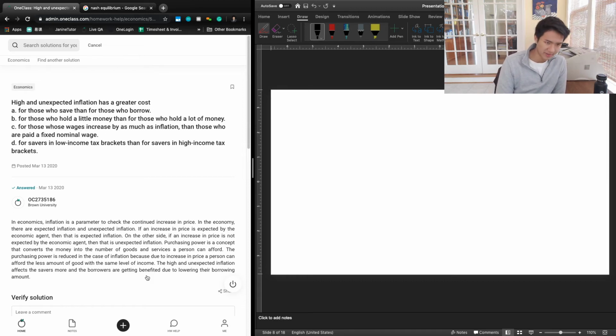So high and unexpected inflation, right, is basically saying that prices have gone very high, maybe due to too much money or too much of an expansionary gap. Basically, prices are very high, and therefore the purchasing power of the dollar is lower. And so really high inflation reduces the amount of value that you hold in your hands, right? And so that's going to have an impact first and foremost on those who save and borrow, right?